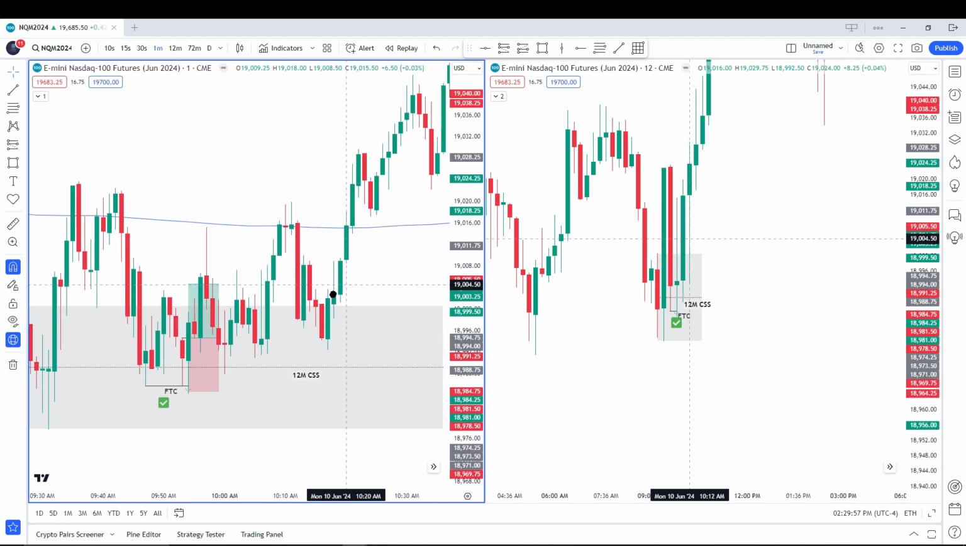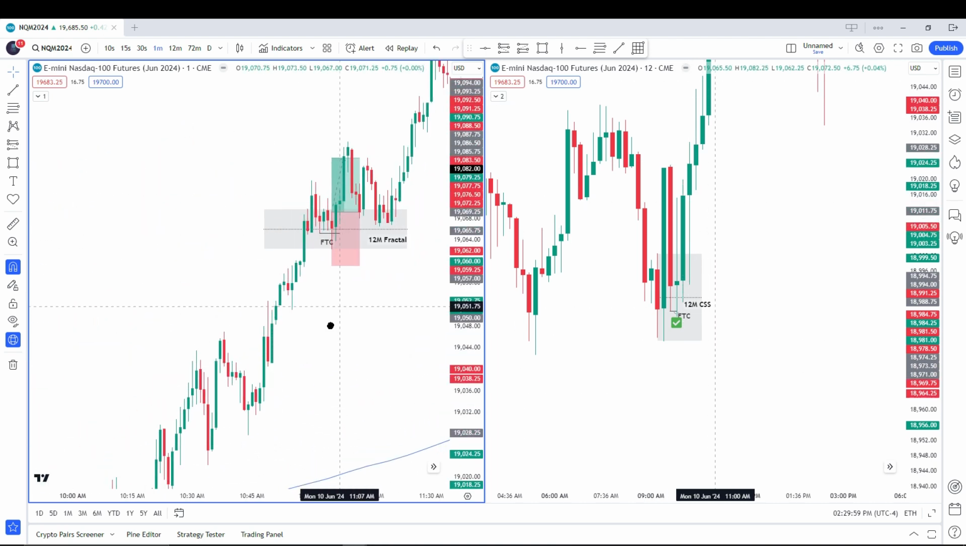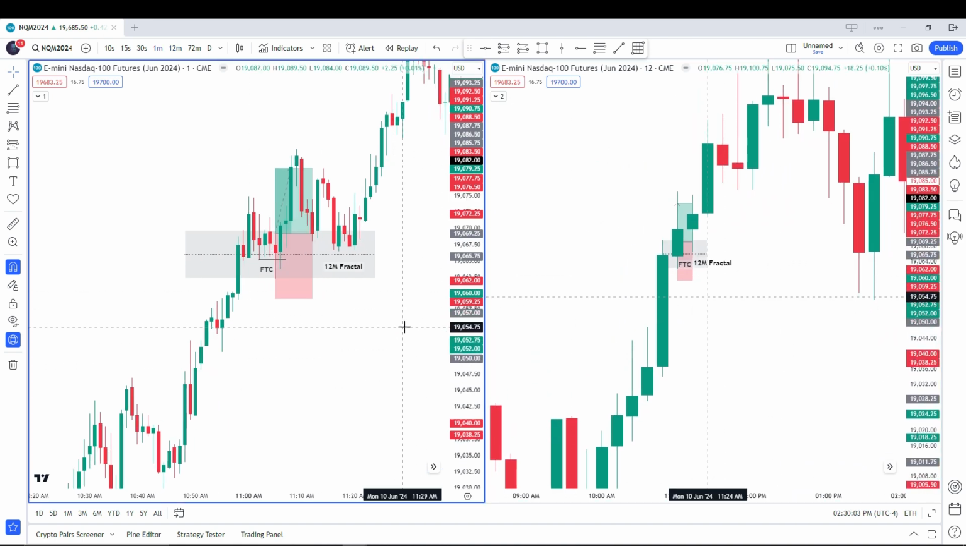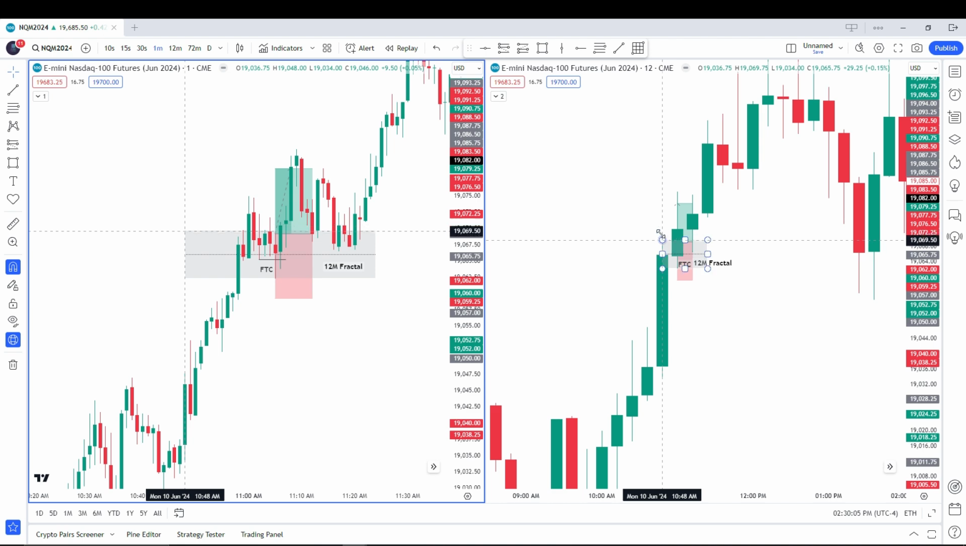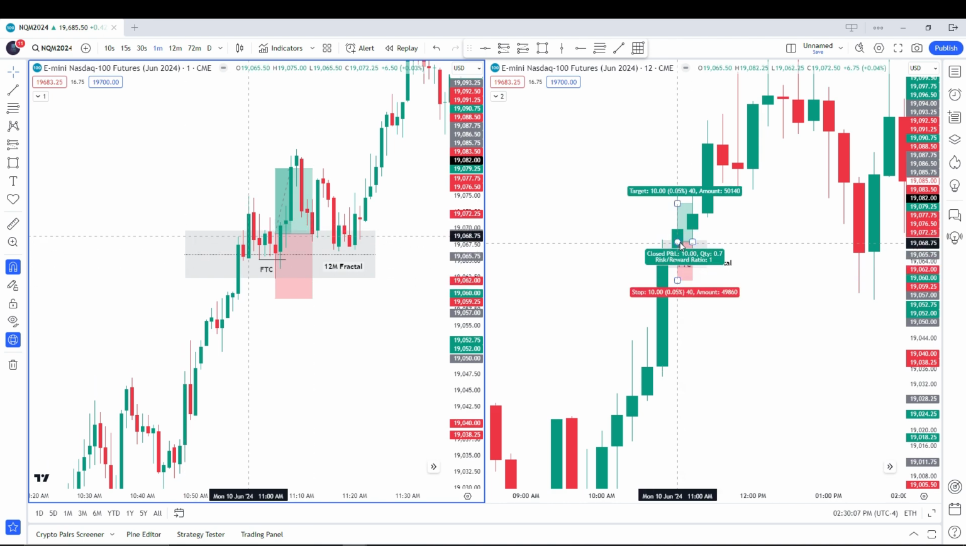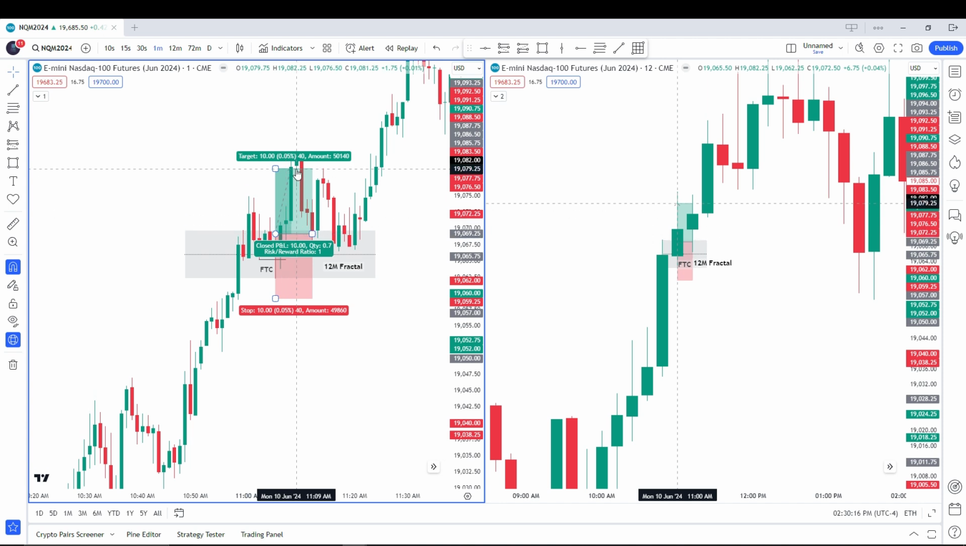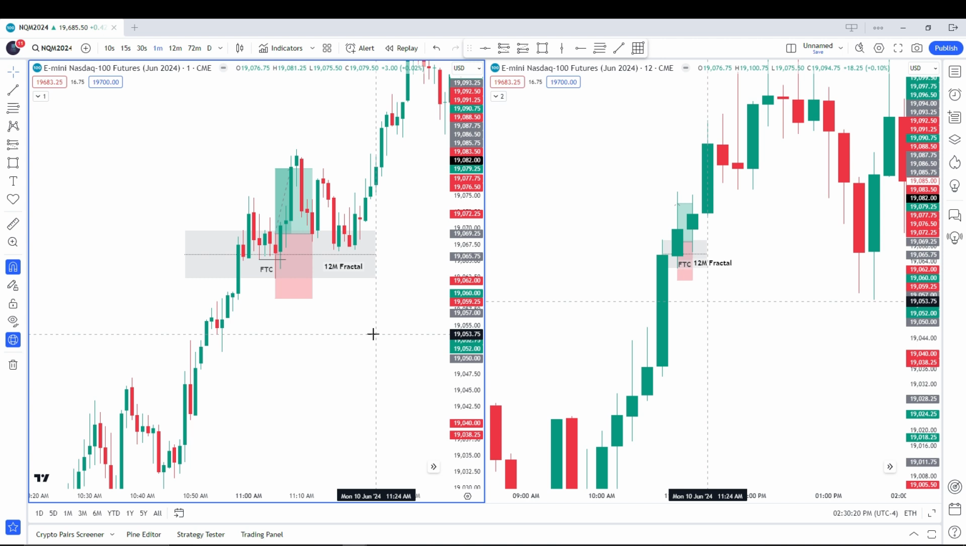And then just to go to the second one up here, which was really nice, I would have taken this as well. We were actually pushing into a 12 minute fractal, as you can see over here. So we're in a 12 minute fractal, 1 minute fail to close, 1 minute CSS flip, closes above it, tags you in, another 10 points right there. So that's already 20 points off the bat before 11:30.